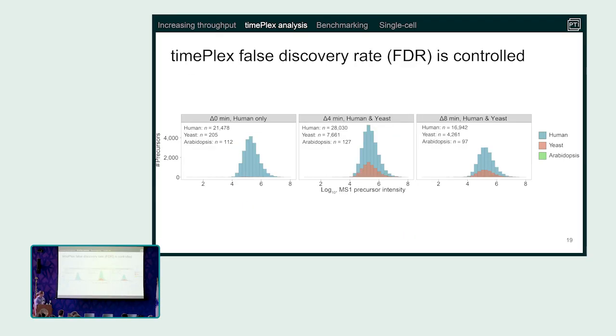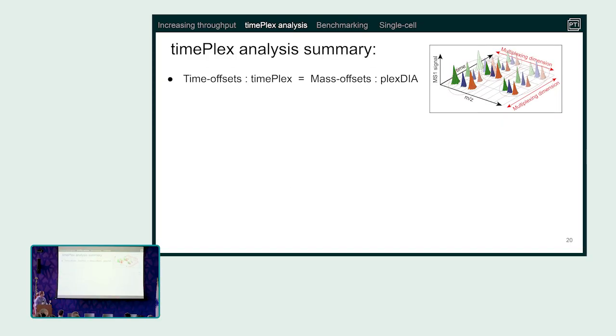So how does it look for the rest of the proteome? If we do a more systematic analysis, we're getting about 20,000 or so identifications of human, a large number of identifications for human in all of the time channels. And I'm plotting here the intensities on the x-axis. And we have very low identifications for yeast in the first time channel as expected, and very low identifications for Arabidopsis in all the time channels as well, suggesting that we had good false discovery rate control.